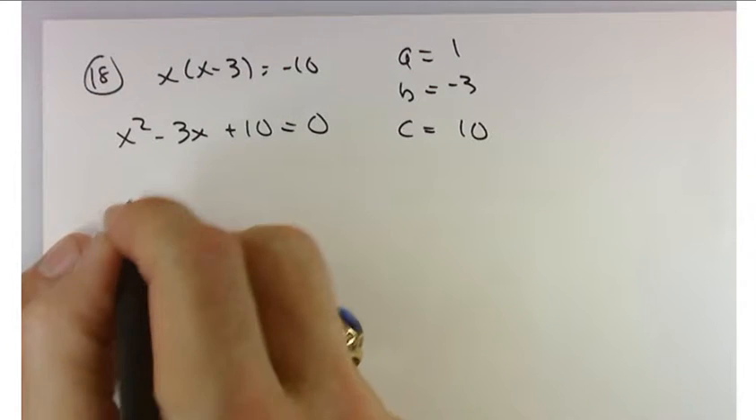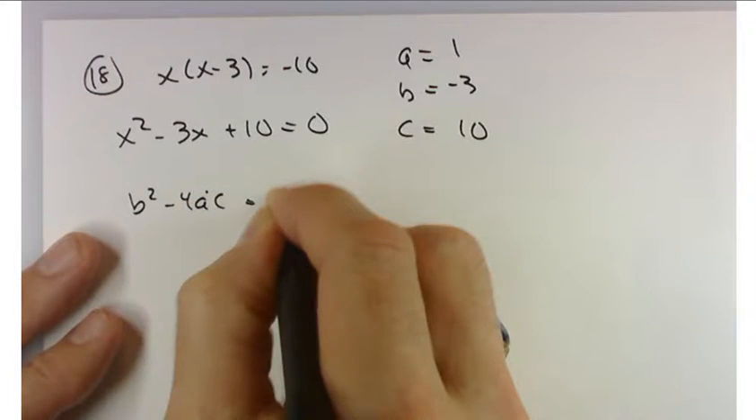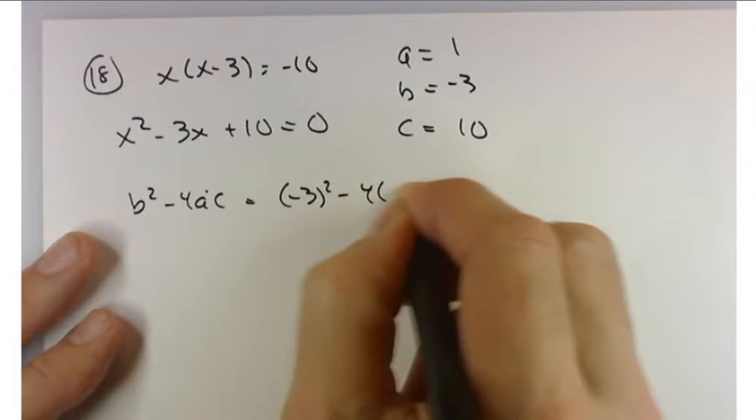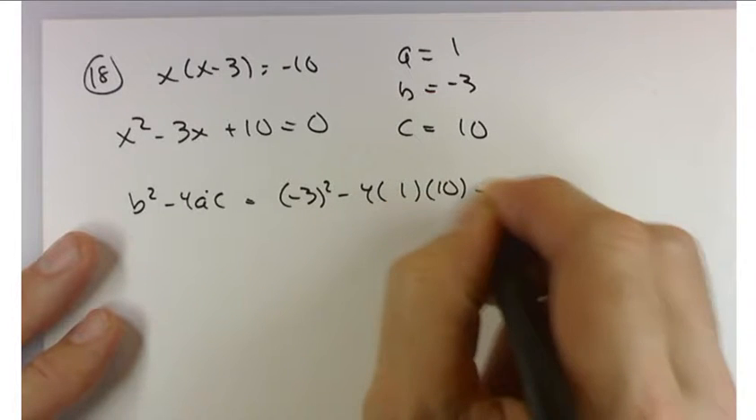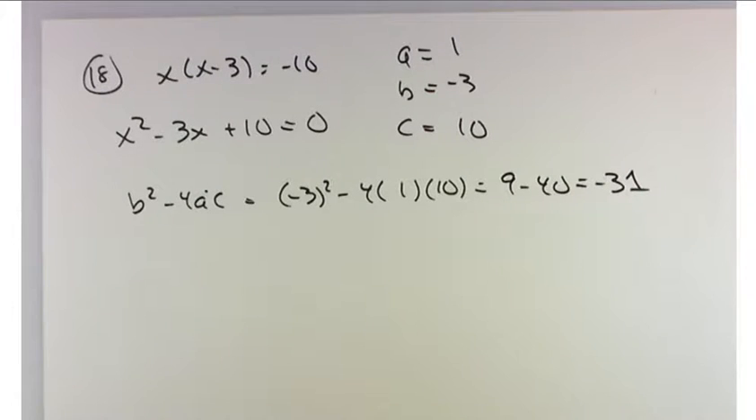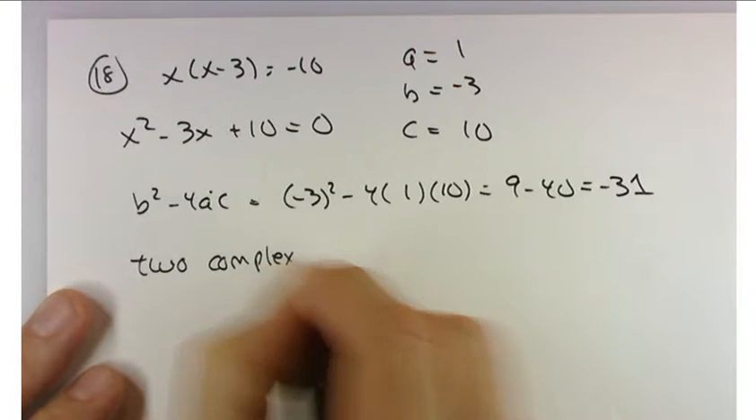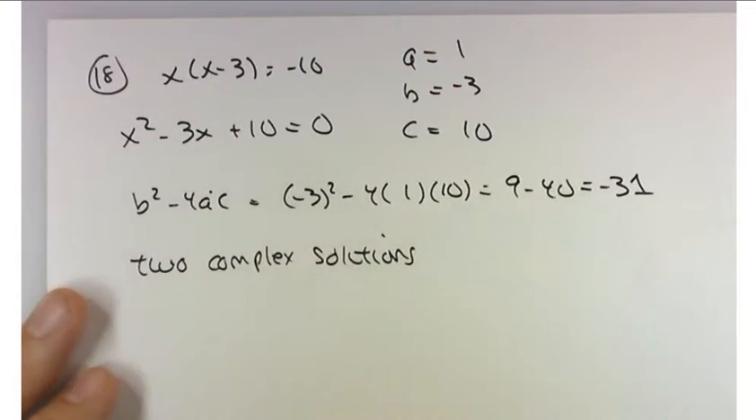So b squared minus 4ac, negative 3 squared minus 4 times 1 times 10. 9 minus 40 is negative 31. What's that tell us about the number of solutions to expect, or the nature of the solutions here? Two complex solutions. Nice.